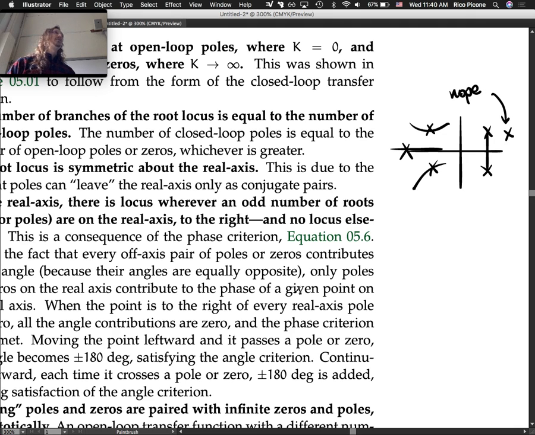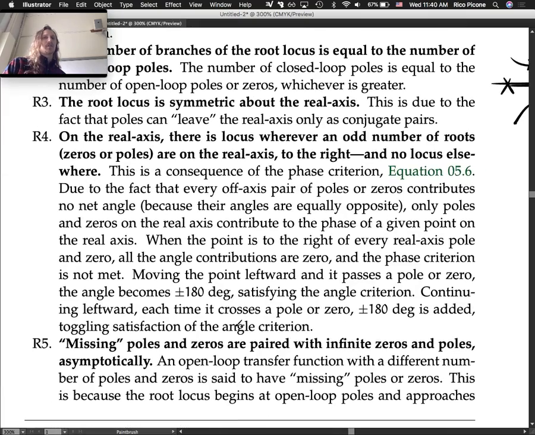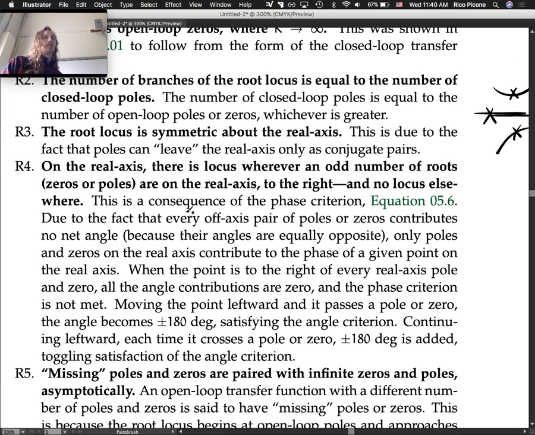I can't just put an X because we're already using X's, and I can't use an O because O's are zeros. It's confusing. Okay, so this is rule 3.